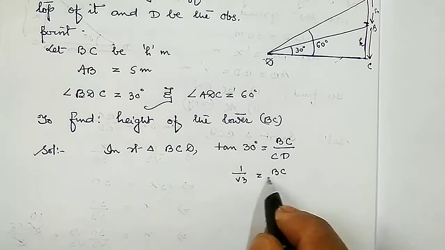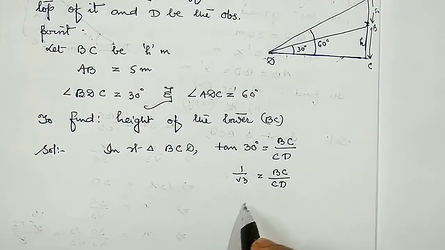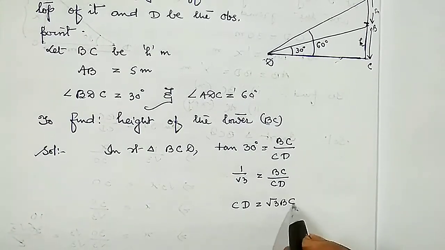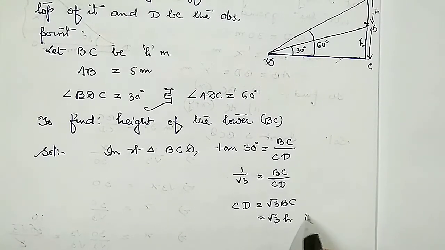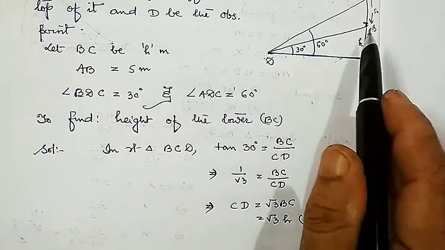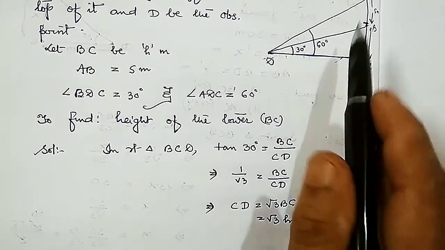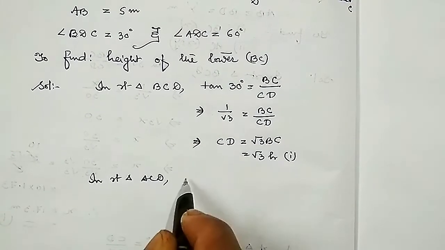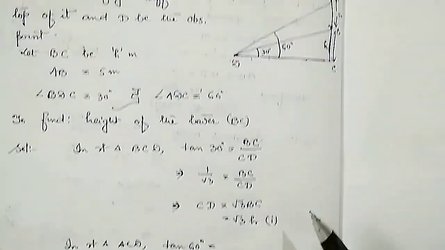BC we don't know, CD also we don't know, let it be like this. If I cross multiply, CD will be root 3 BC, and since we have considered BC to be H, we can write root 3 H. Let it be equation number 1. That means from the smaller triangle we have calculated the value of CD. Now we are going to place this value in the bigger triangle. In right triangle ACD, tan 60, here also we have to relate perpendicular and base.